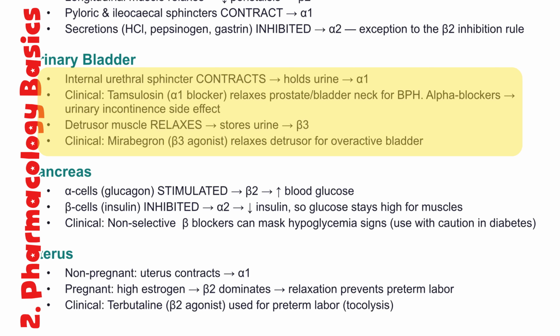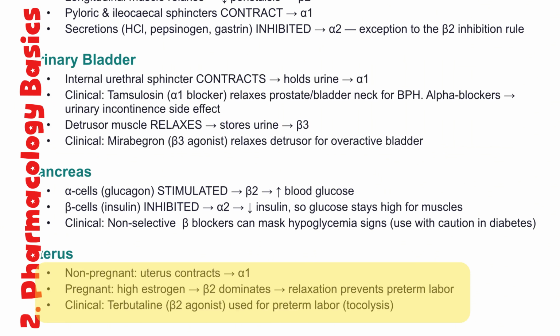The detrusor muscle itself relaxes under beta-3, which is why mirabegron, a beta-3 agonist, treats overactive bladder from the opposite direction. And the uterus flips depending on pregnancy. Alpha-1 contracts it normally, but in pregnancy, beta-2 dominates and keeps it relaxed, which is exactly why terbutaline, a beta-2 agonist, is used to stop preterm labor.